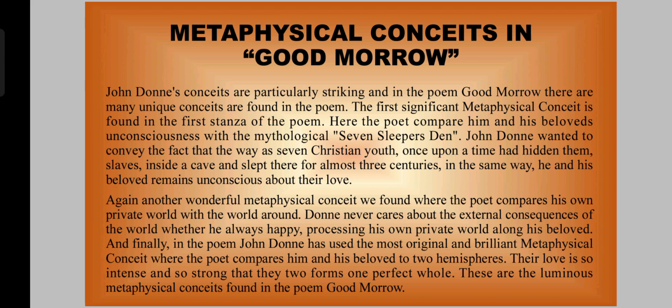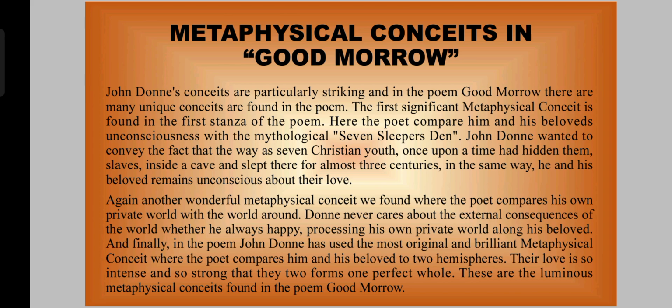John Donne wanted to convey that the way seven Christian youths once upon a time hid themselves inside a cave and slept there for almost three centuries, in the same way he and his beloved remained unconscious about their love. Again, we find another wonderful metaphysical conceit where the poet compares his own private world with the world around. Donne never cares about the external consequences of the world, as he is always happy possessing his own private world along with his beloved.